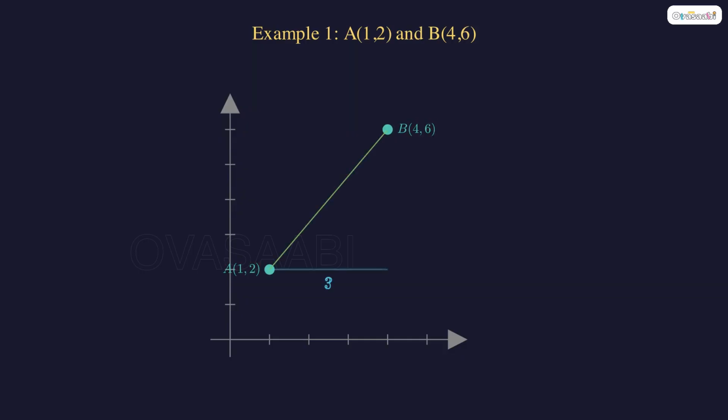Example 1. Find the distance between A (1, 2) and B (4, 6). The horizontal difference is 4 minus 1, which is 3. The vertical difference is 6 minus 2, which is 4.